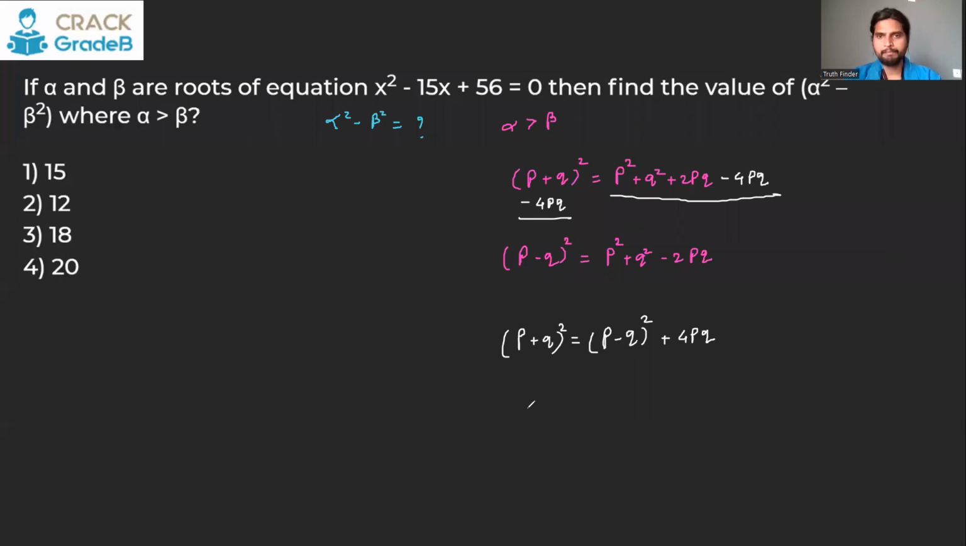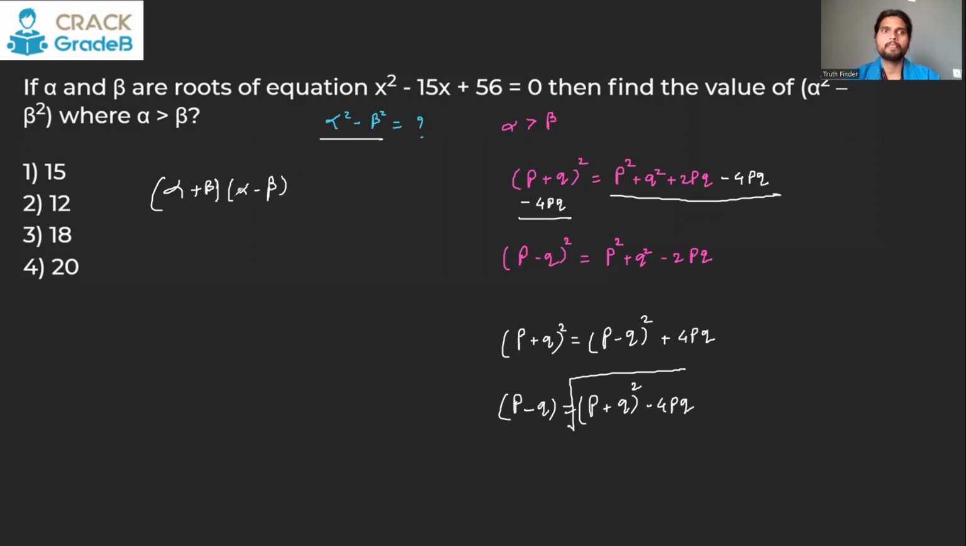Or better, we can say p minus q will be equal to the root of p plus q's whole square minus 4pq. So if you have to calculate alpha square minus beta square, it can be broken as alpha plus beta into alpha minus beta. Alpha plus beta is the sum of roots, which is minus b upon a, that is 15 upon 1, or 15, into alpha minus beta. So you can just use this now.